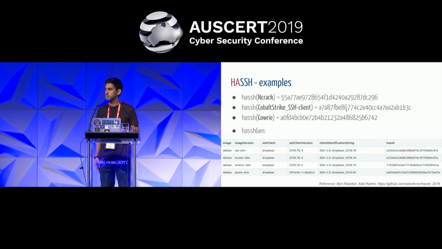So here are a couple examples and use cases of this SSH fingerprinting technique. You can see the first one is ncrack. In ncrack, you can customize the SSH identification string that I told you about just now. But it doesn't matter if you change it to OpenSSH or anything else. You always have this specific hash because of the order of encryption algorithms and everything in the ncrack library.